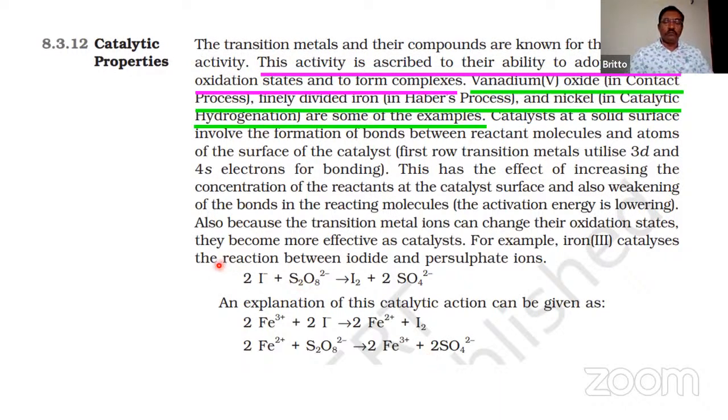Okay, so we have many examples like this. They act as catalyst. So one of them is this one, reaction between iodide and persulfate ion. Iron 3 plus is the catalyst, remember, not iron 2 plus. So iron 3 plus.